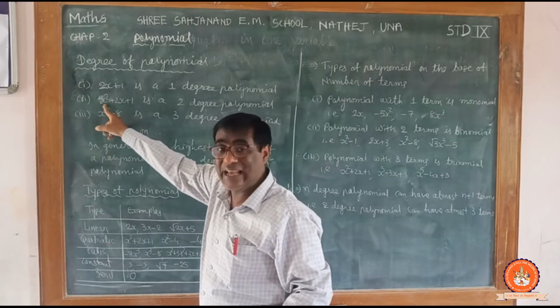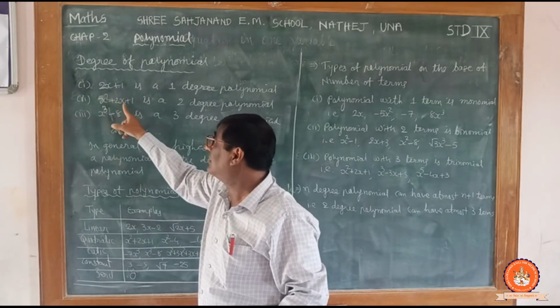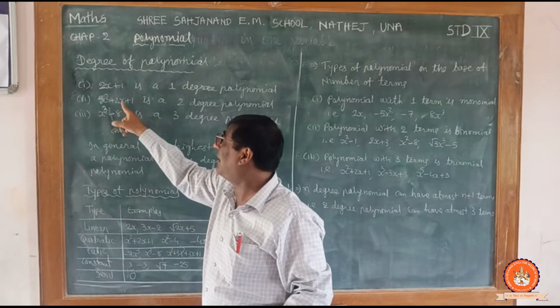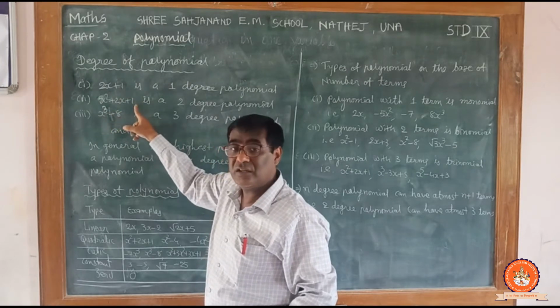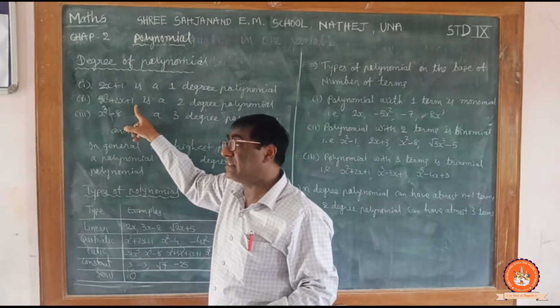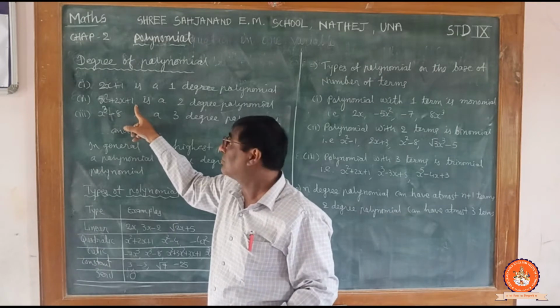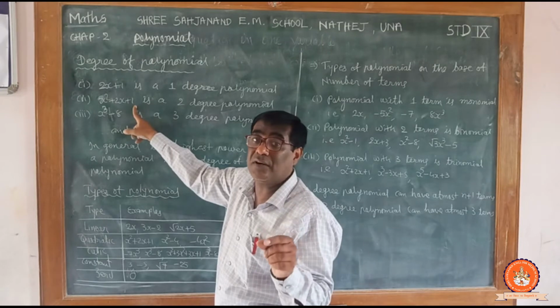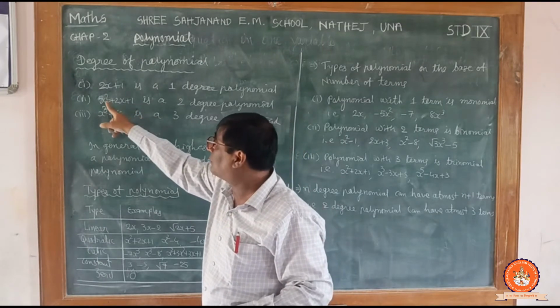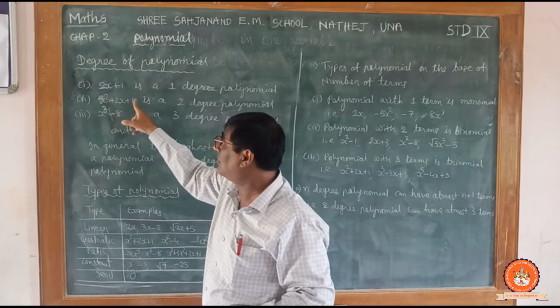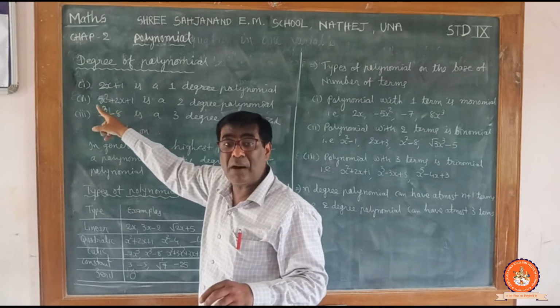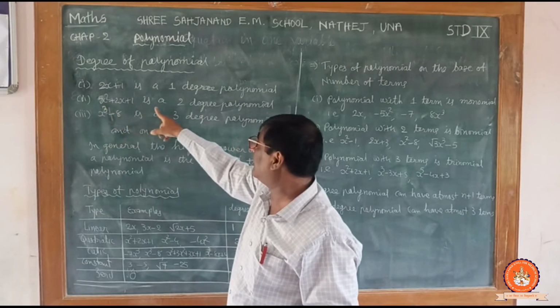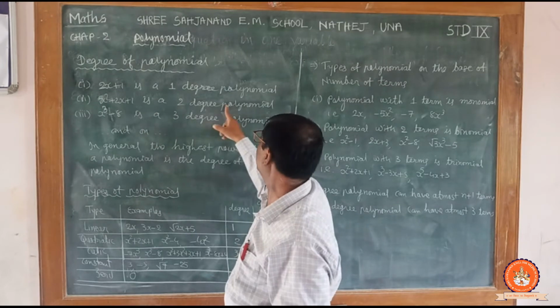See, this x square has 2 powers. This term x has 1 power, and here there is no x, so it's a 0 power of x. Whenever you see a constant term, there is a 0 power of the variable. So 2 powers, 1 power, 0 power. The maximum power of the variable is 2, and that is why this one is a 2 degree polynomial.